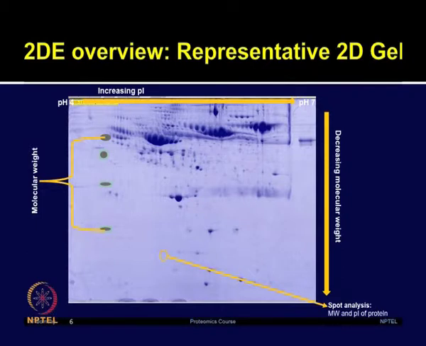This is a representative 2D gel image which shows that a large number of protein spots can be separated on these gels. Immediately, by looking at a given protein spot, one can obtain two pieces of information: what is its molecular weight and what is its isoelectric point. So, this information one can obtain immediately, and then after comparison of the different gels, one can know which proteins are differentially expressed.